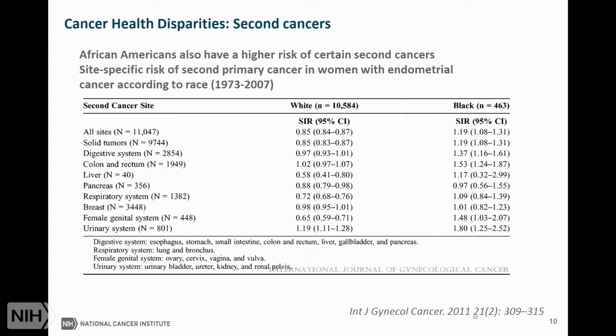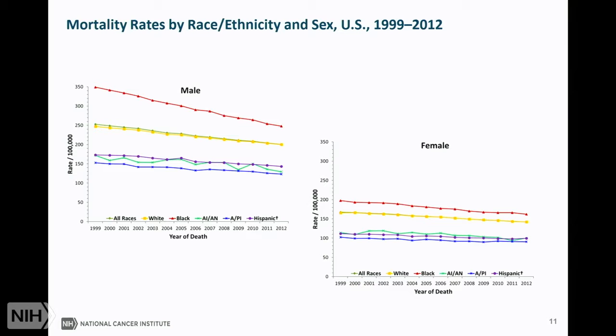So we talked a little bit about incidence rates, but what about mortality? So here again shown for both men and women are data from the CDC showing that the mortality from cancer for both men and women is also much higher compared to all other racial and ethnic groups in the United States.